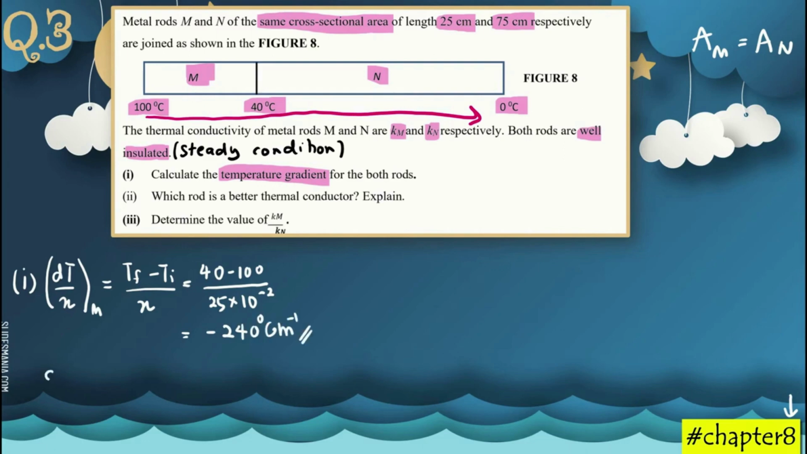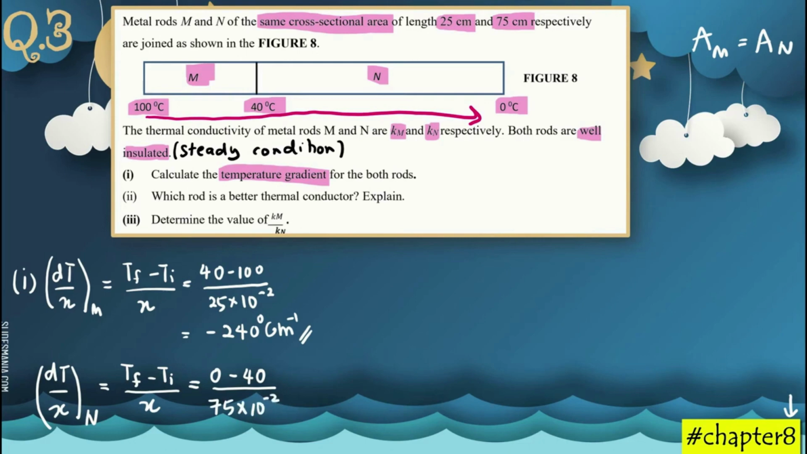For the temperature gradient for rod N, we just use the same equation, but this time we use the temperature initial and final for rod N. So you can see here it's 0 minus 40 divided by 75 times 10 to the minus 2. Then you'll have negative 53.33 degrees Celsius per meter. So that is the first question.